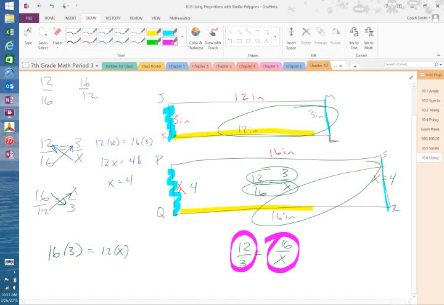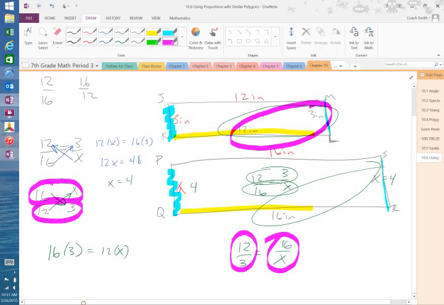It comes out to be the same because the numbers work, but you can't take and put. In other words, the ratio has to be like we did here. That's the large rectangle. This is the small rectangle. It has to be set up that way.